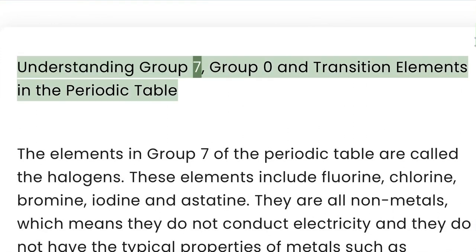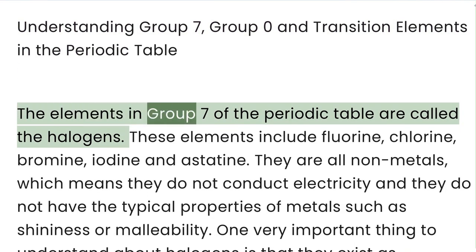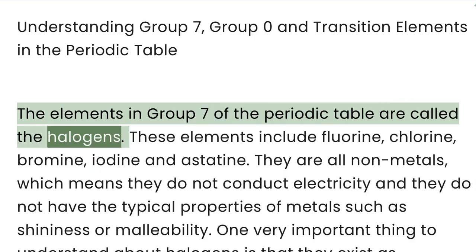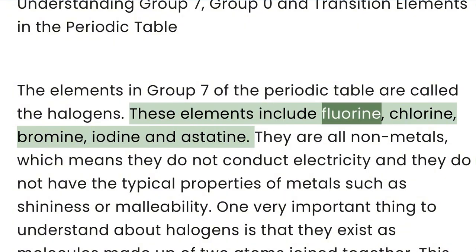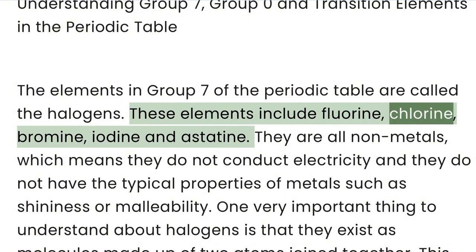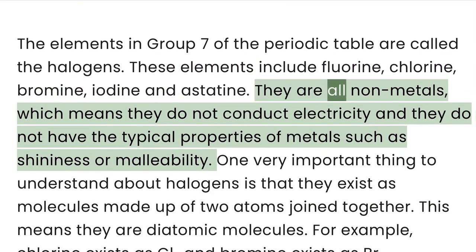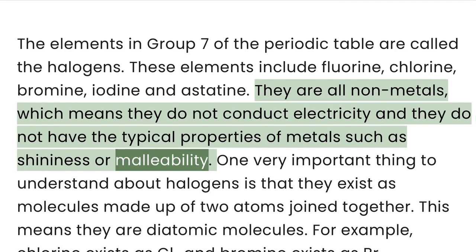Understanding Group 7, Group 0, and transition elements in the periodic table. The elements in Group 7 of the periodic table are called the halogens. These elements include fluorine, chlorine, bromine, iodine, and astatine. They are all nonmetals, which means they do not conduct electricity and they do not have the typical properties of metals such as shininess or malleability.